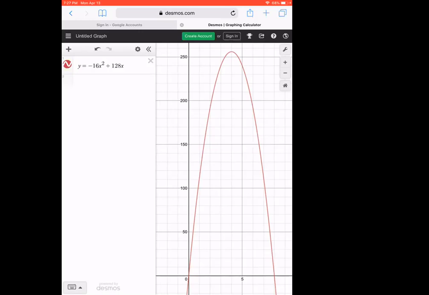Let me double check that I have it right before I keep talking again. Yes, that's right. Okay, now I see it. Now we're good. So again, I'm just going to tap on that vertex and there we go. It took 4 seconds to reach the highest point, which is 256. So there's your answers for C and D. 4 seconds to get up there, and it got to 256. Hopefully that makes sense for C and D. Hopefully you had the right equation.